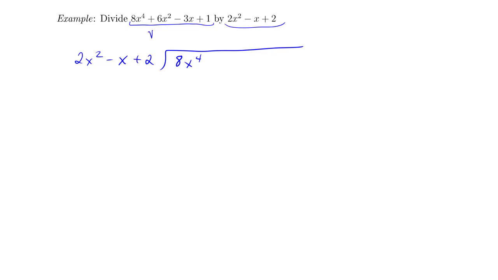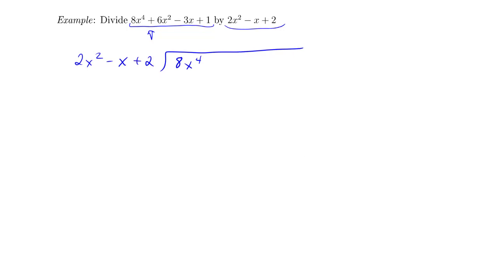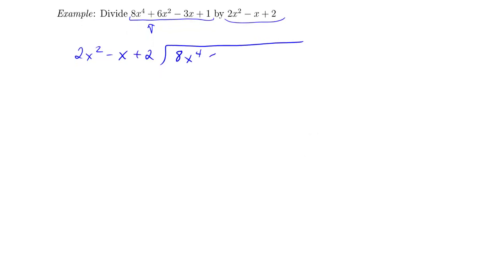Oh, I noticed that I'm missing an x to the 3rd. To keep everything column-wise and structured, what you should do is put in a 0 term for anything that's missing. So I'm going to put in a plus 0x cubed plus 6x squared minus 3x plus 1. Now you wouldn't have to do that, but in order to keep all the columns organized, that is by far the best way. All right, again, I'm going to try and take this and put it into the first 3 terms because it has 3 terms.